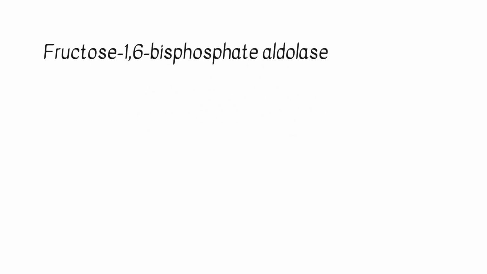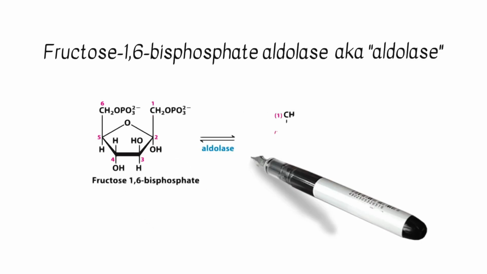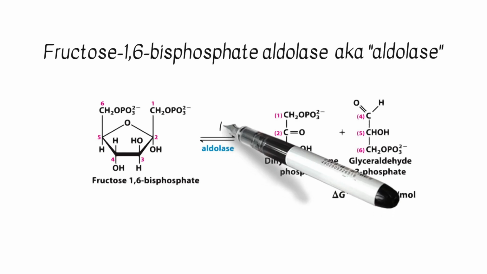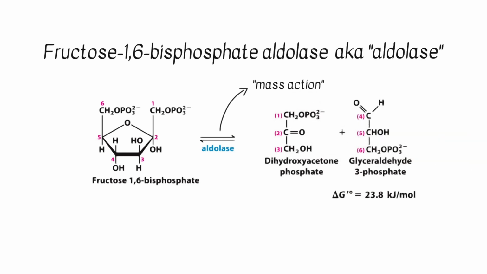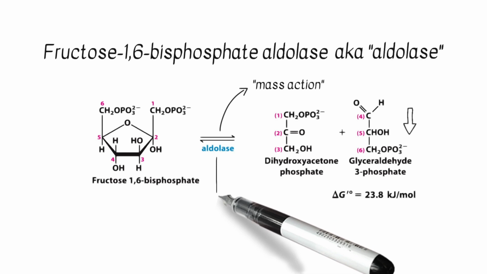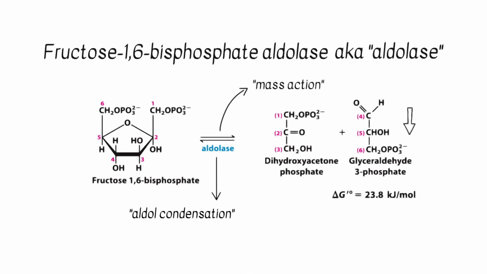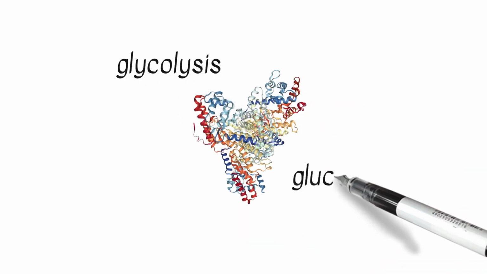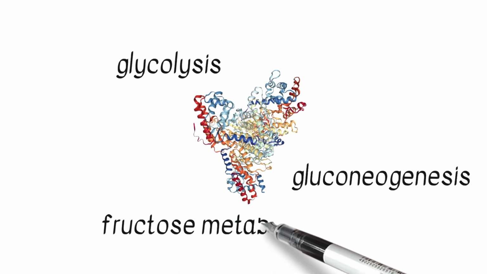Fructose 1,6-bisphosphate aldolase, referred to sometimes as simply aldolase, catalyzes the cleavage of fructose 1,6-bisphosphate into two 3-carbon triose phosphates, dihydroxyacetone phosphate, DHAP, and glyceraldehyde 3-phosphate, G3P. The reaction is driven forward by mass action, so it is important that the concentration of G3P in the cell remains low. The enzyme also readily catalyzes a reverse reaction, an aldol condensation, which is where it gets its name, aldolase. Aldolase plays a central role in not only glycolysis, but also in gluconeogenesis, as well as fructose metabolism.